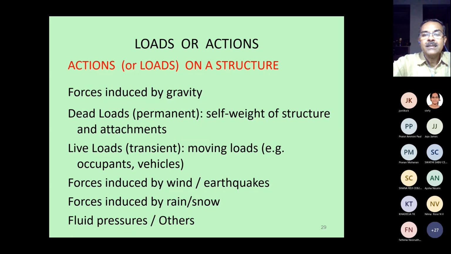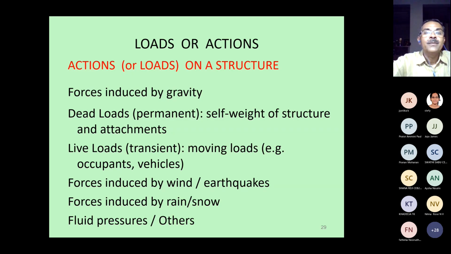As far as a structure is concerned, by building a structure itself, we generate loads on the structure, like the dead load, basically consisting of the self-weight of the structure, or rather the forces that are induced by gravity. Dead load is also called a permanent load. So any self-weight of the structure as well as the weight of permanent attachments on a structure, all together we call a dead load.